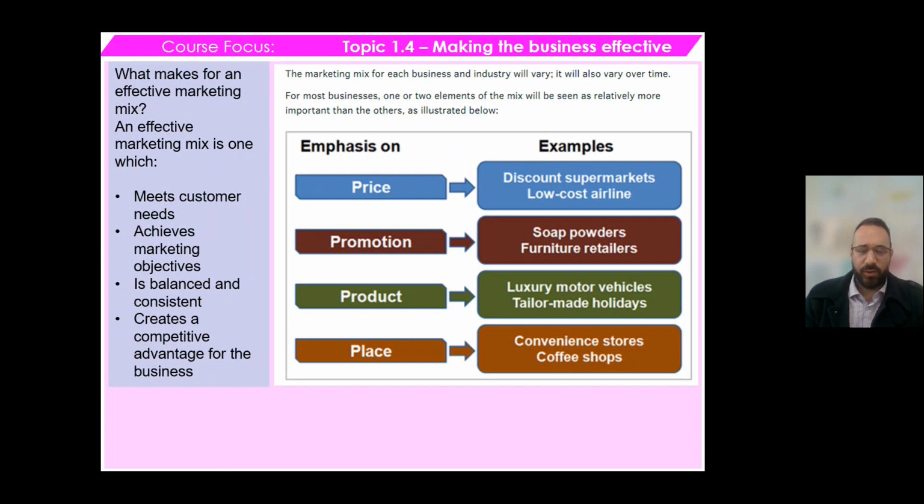Same with furniture. Everyone needs furniture. You can buy furniture all over the country. It's about how you promote yourself as a furniture retailer. Other ideas are where your product is more important, like a luxury motor vehicle or a tailor-made holiday. That's where your actual product is something unique for your target audience. You are literally creating that product for specific demographics.